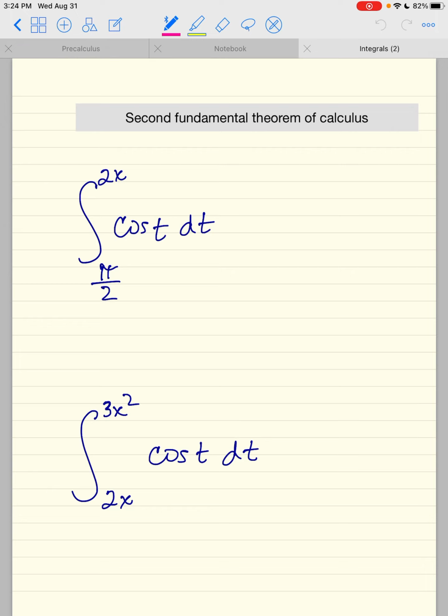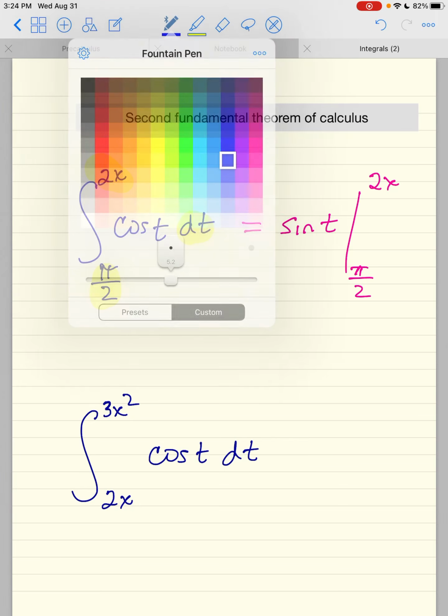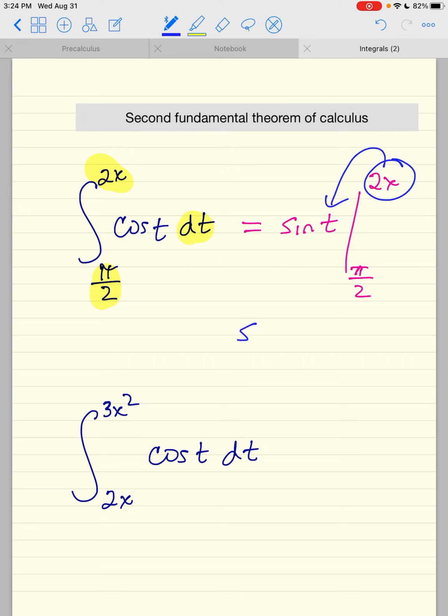So first, I'm going to begin by figuring out the integral of cosine t with respect to t from pi over 2 to 2x. The integral of cosine t is sine t, because you're asking yourself, who gives me cosine t? Sine t. Then from the first fundamental theorem of calculus, I'm going to plug in my upper bound and then my lower bound, and I'm going to subtract those two.